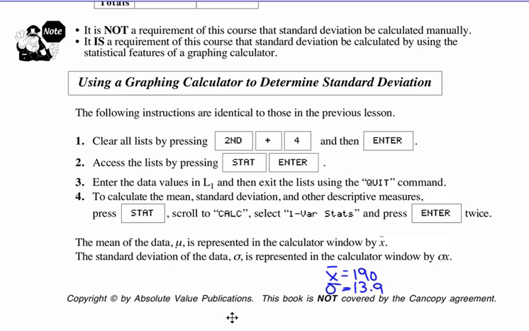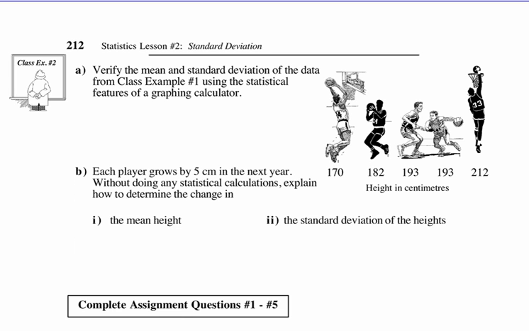So that's the spread, how far away, the average of how far away our data is from the center. Okay, so let's try another question. Using our graphing calculator, we had our mean of 190 and our standard deviation of 13.9. Now each player grows by 5 centimeters in the next year. Without doing any statistical calculations, explain how to determine the change in the mean height.